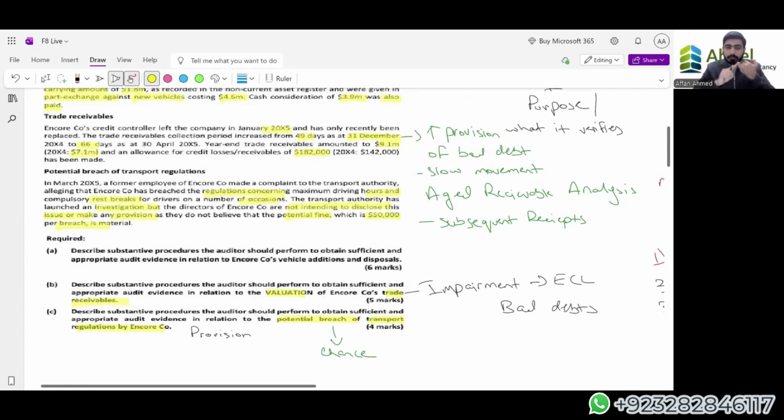Correspond with the claimant party, correspond with the authorities, about what can be the future potential issues for us if this particular potential non-compliance has any other repercussions other than financial. Obtain that information as well. Discuss with the management why they are not recording a provision.